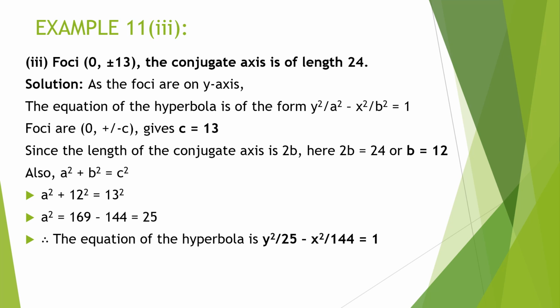We know that the length of the conjugate axis in this case is 2b. Conjugate axis length is 2b, and 2b is equal to 24, so b equals 12. a square plus b square is equal to c square. Putting the values of b and c, we get the value of a square as 25. So the equation of the hyperbola is y square upon 25 minus x square upon 144 equal to 1.